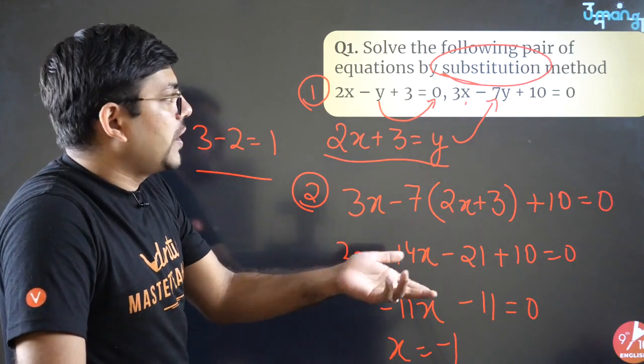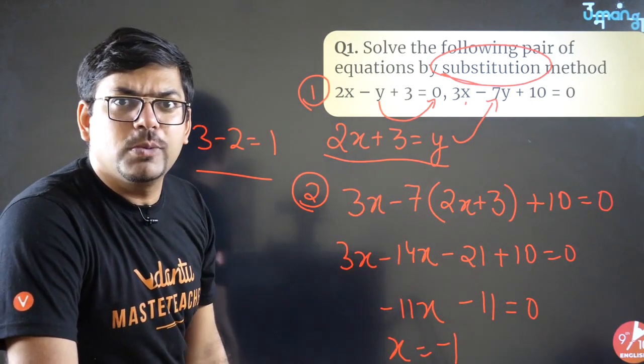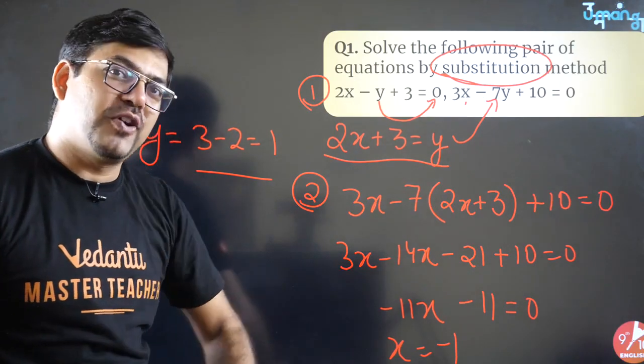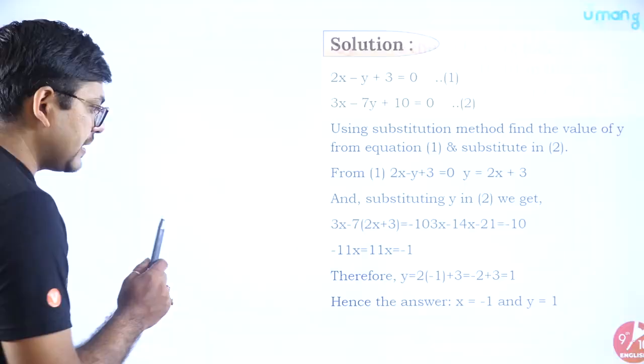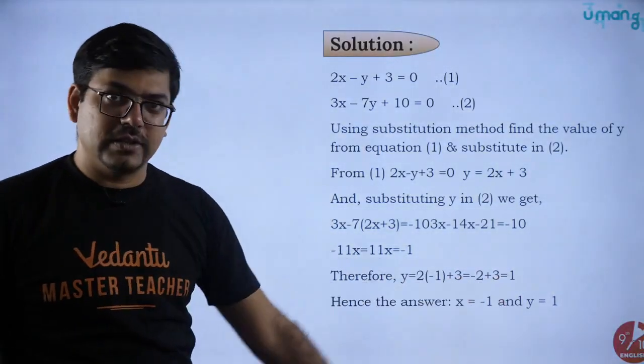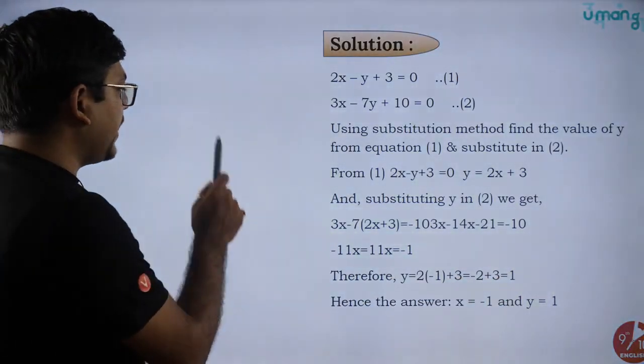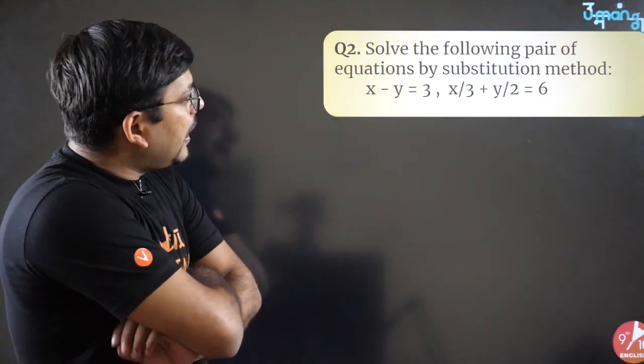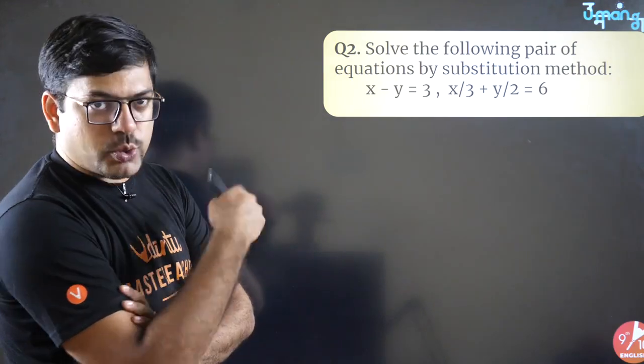Okay. So once you have got this, it's cool. It's easy, isn't it? Chalo. So if you all have understood this one, let's move on to the next question. And before that, let's see the solution as well. So minus 1 and 1, that is the answer. Okay. Moving ahead, here's the next question. The next question says solve the following equations by substitution again.